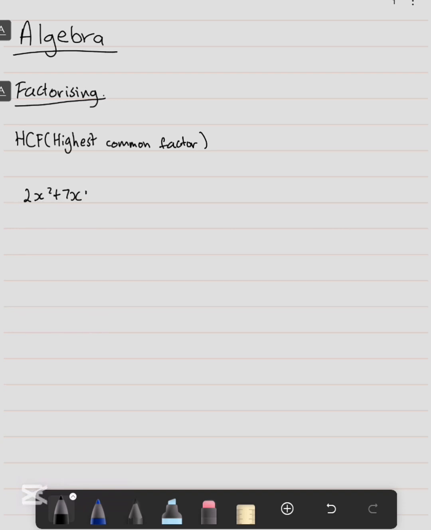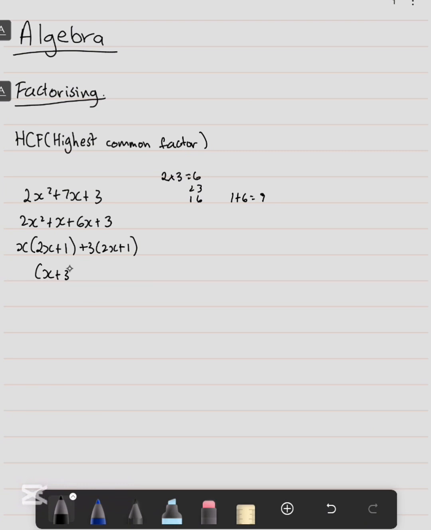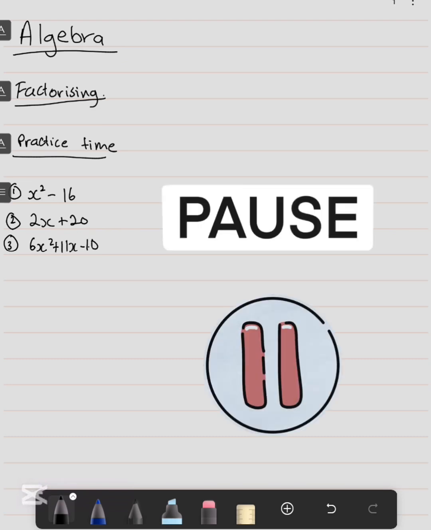So if we do the same process again, where we multiply the first and last number, we get 2 times 3 is 6. We list out the factors and we see what numbers here will add to 7. We can see 1 plus 6 will add to 7, so we split 7x into x plus 6x. We then factorize our separate sides and we can see that our two brackets inside are the same, so we're on the right track. And the other bracket is just x plus 3. Pause the video here and give these questions a shot.